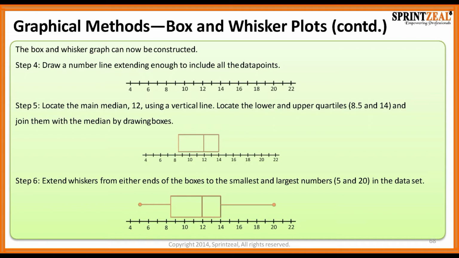Then we'll locate the lower and upper quartiles, which we identified as 8.5 and 14, and join them with the median by drawing boxes. Now the next step is to extend our whiskers from either end of the boxes to the smallest and largest numbers, which in this case was 5 and 20 within our data set.